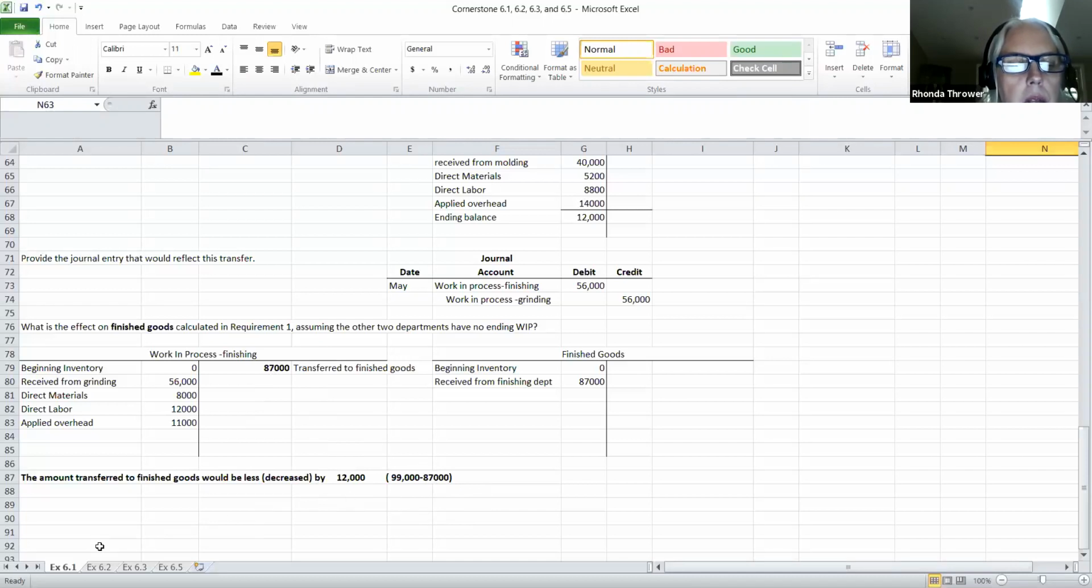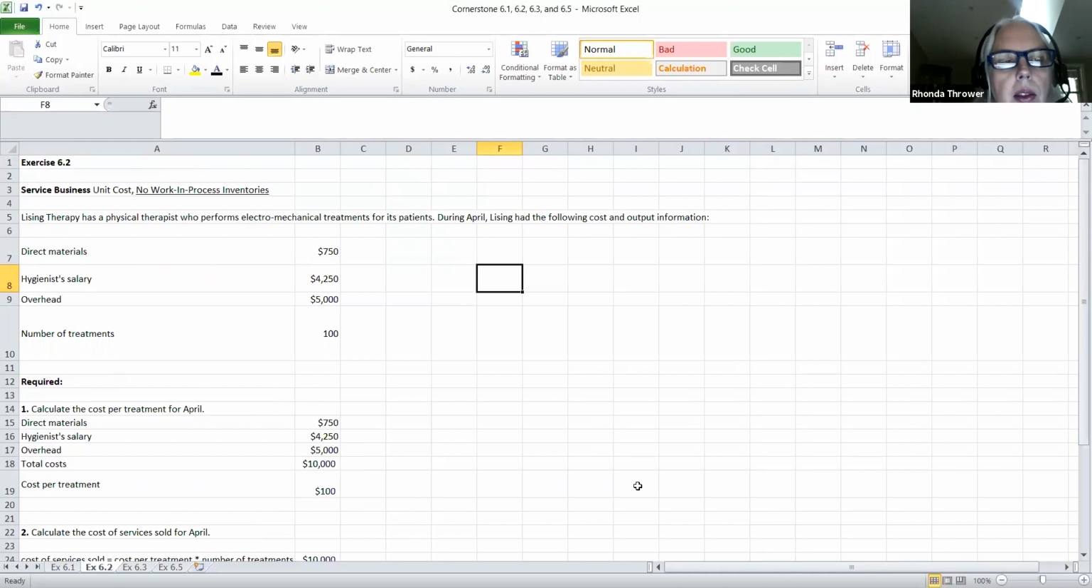So let's look at the next exercise. In this exercise, we're going to be a service business this time. We're not really manufacturing anything. And the whole point of this exercise is to let you know that some service businesses can use the process cost system.